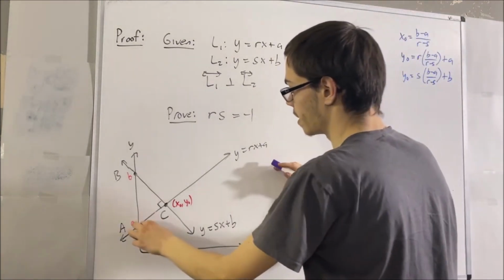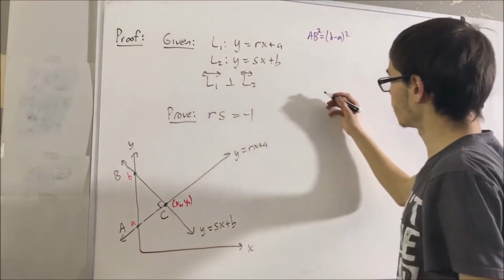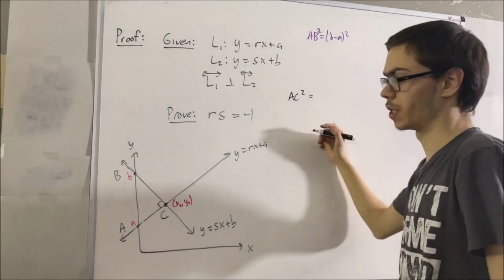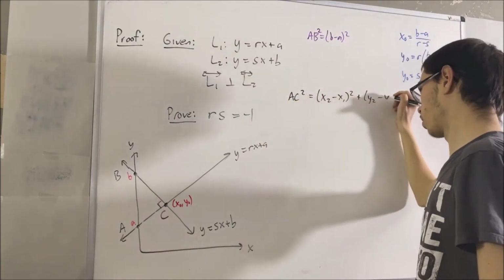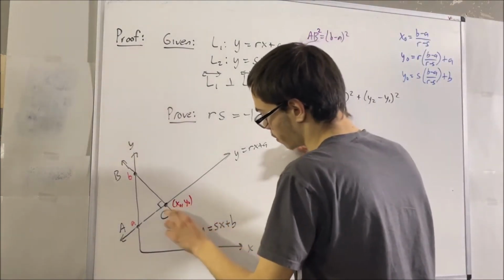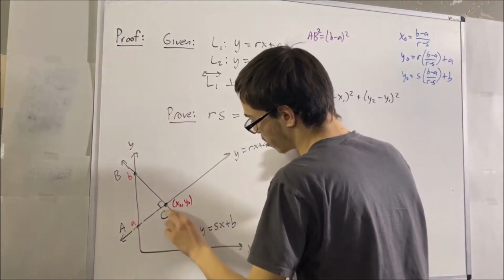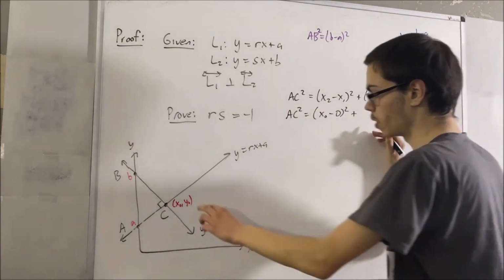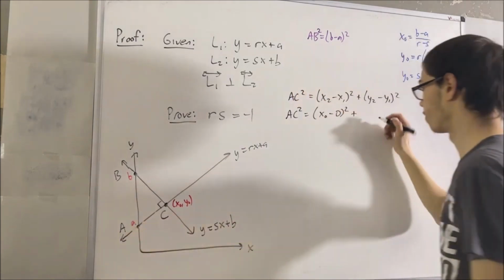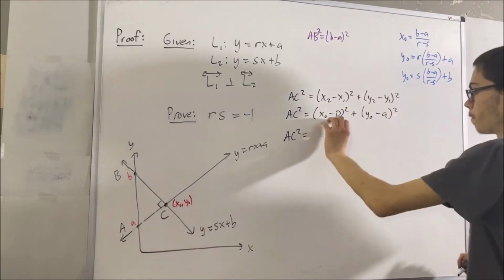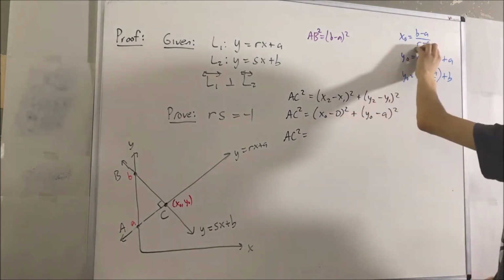Next, we are going to find AC squared. But to find AC squared is a little bit more complicated because it's going to involve the distance formula. And so from here, we need AC. So it's going to be, remember that's an x coordinate of 0, so it's x naught minus 0 squared. And for the y coordinates, it's going to be y naught minus a squared. Now from here, for the first one, we have x naught squared. So it's just this thing squared.